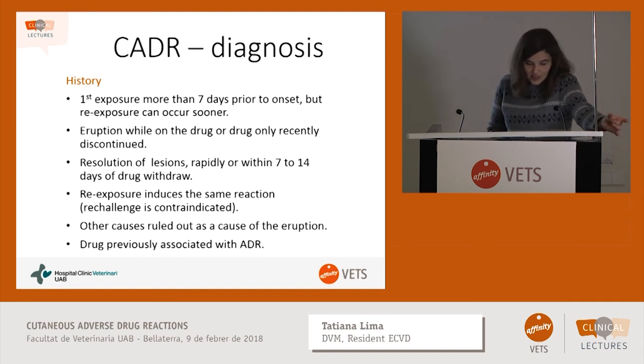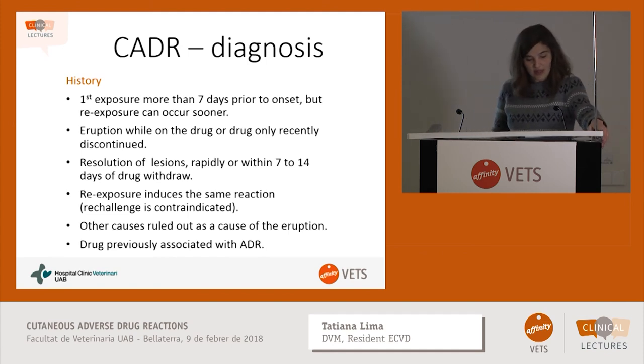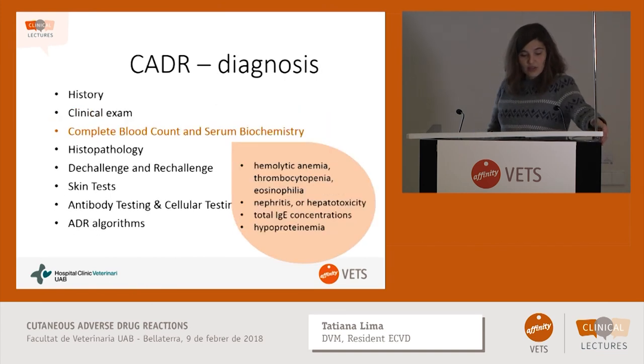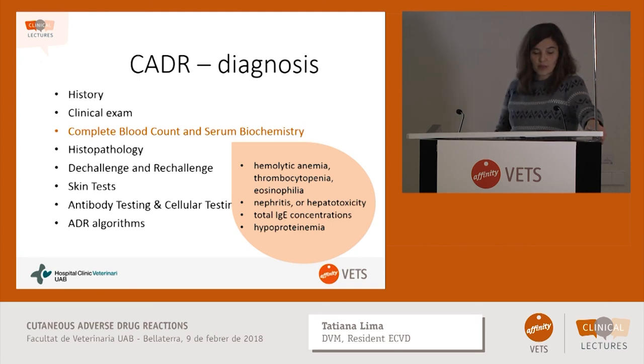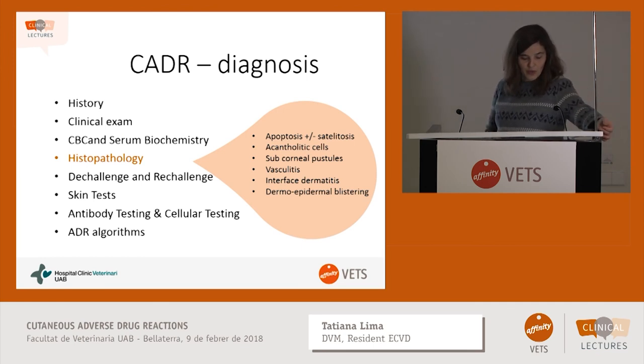It may happen just recently after the drug has been discontinued. The lesions come rapidly, within 7 to 14 days. And they go away also rapidly within 7 to 14 days after drug withdrawal. The clinical exam, we already talked. We can have some biochemical and complete blood count changes. Histopathology, I just put a few pattern diagnosis words that you will see in the histopath report that may be related with drug reactions.